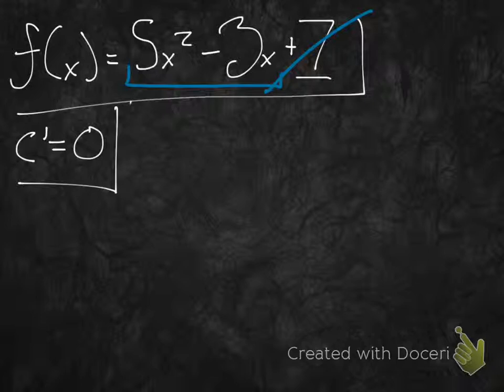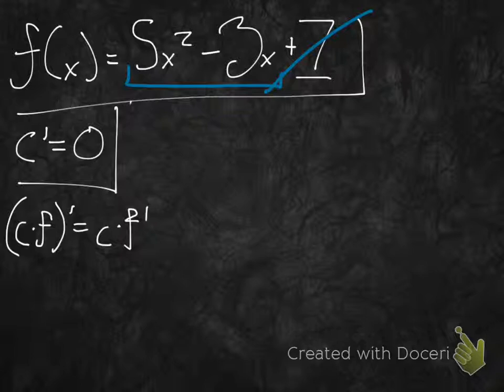So what can we do? Well, we can remember the two rules here. We know that a constant times a function, prime, is just the constant times the function prime.